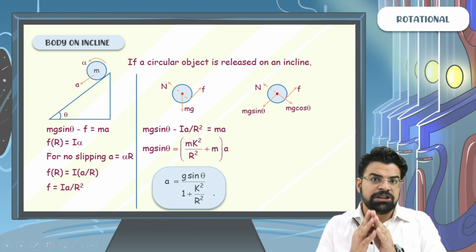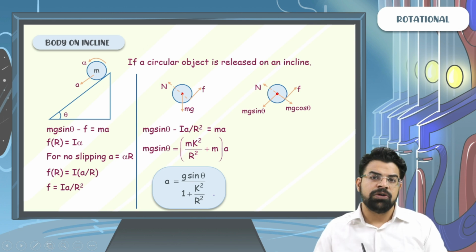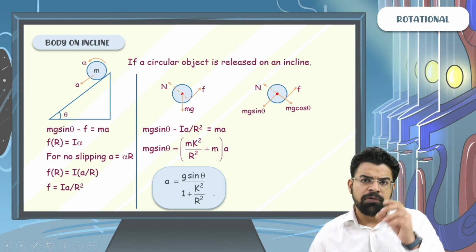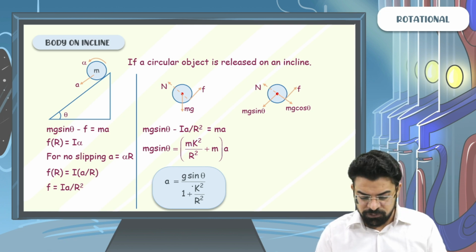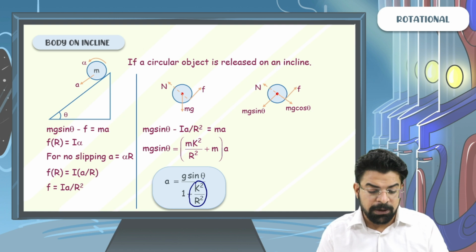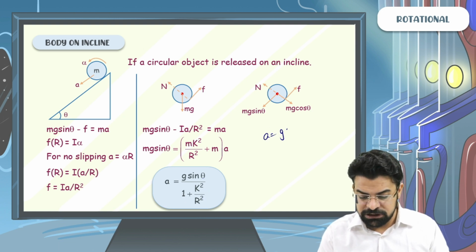Acceleration comes out to be g sin theta upon 1 plus k square by R square. So if they ask you for a ring rolling on an inclined surface, what will be the acceleration? For a ring, you will substitute k square by R square as well. So you will get acceleration as g sin theta upon 1 plus 1, which is 2.